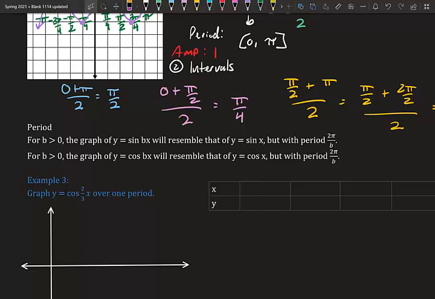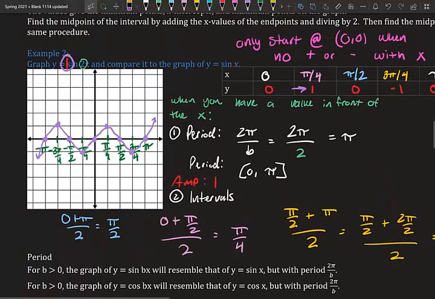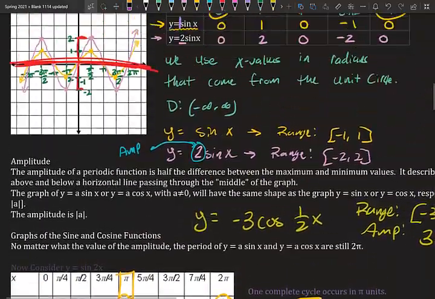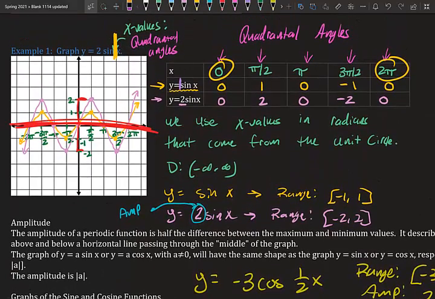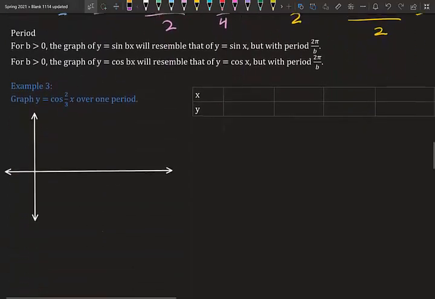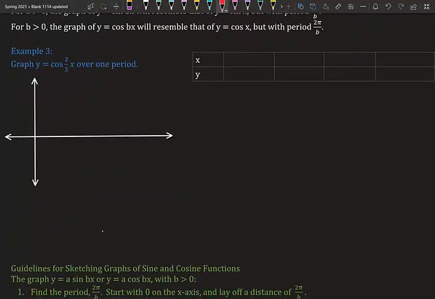Alright, let's graph cosine functions. We haven't done that yet. Let's graph y equals cosine 2/3 x over 1 period. So you notice, for example, 1 and 2, it didn't say over 1 period or anything, it just says graph. So we did the left and the right side. So over 1 period, that means just graph the right side. So we don't need to go over in that direction, we just graph the right side.